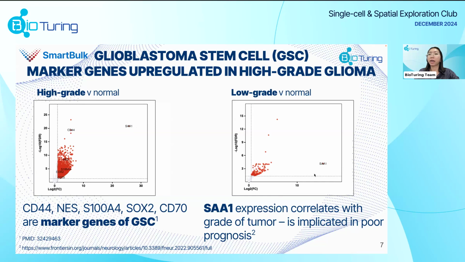An interesting pattern is that this SAA1 expression may correlate with the grade of the tumor, where in the low grade, SAA1 is a little bit less upregulated compared to our high grade, in which it's very, very upregulated. Some studies have also reported that this SAA1 gene has been implicated in poor prognosis. So it's interesting to see this pattern play out in bulk RNA sequencing data.